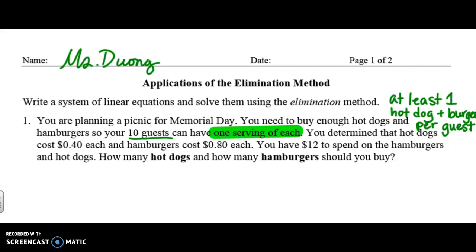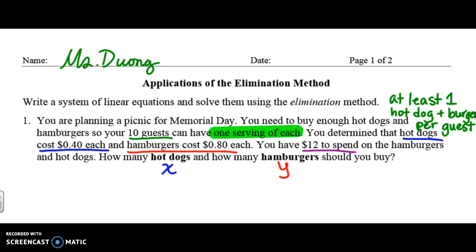So you're planning a picnic for Memorial Day, which is coming up soon. It is the month of May. You need to buy enough hot dogs and hamburgers so your 10 guests can have at least one serving of each, right? So you determine that hot dogs cost 40 cents each and hamburgers cost 80 cents each, but you have $12 to spend on the hamburgers and hot dogs. How many hot dogs and how many hamburgers should you buy?